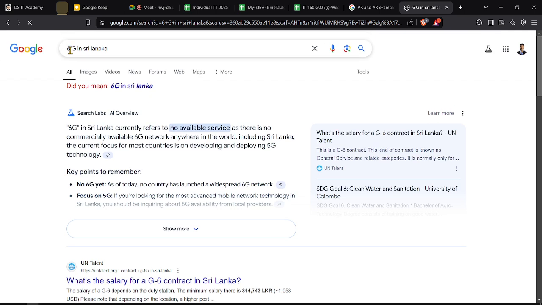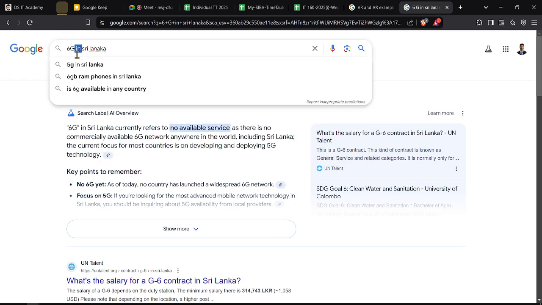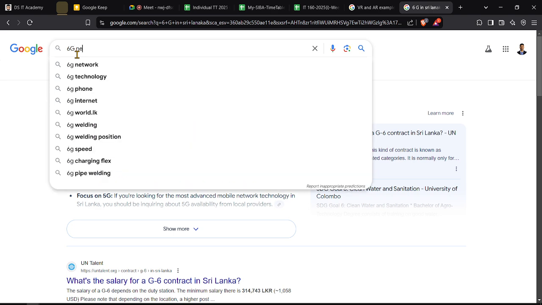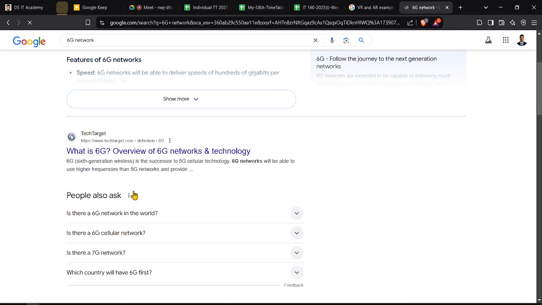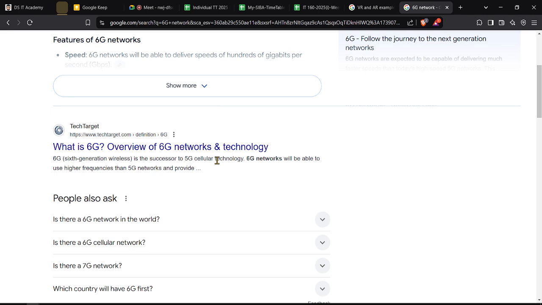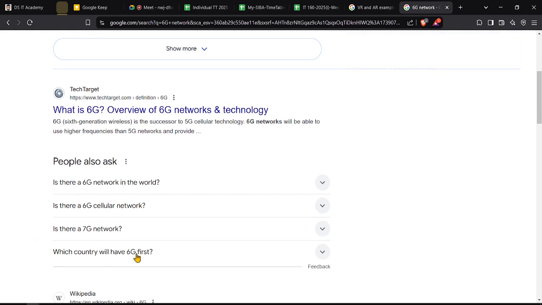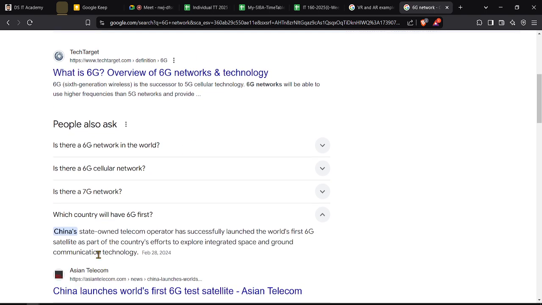No, 6G technology. No, it's not there. Sixth generation wireless is the successor of 5G cellular technology. Successor means the next one. Predecessor means the older one. The predecessor, the current one, and the successor. Right. So it's not yet there here in Sri Lanka. Soon it will come. Which country will have 6G first? China. China has the first 6G technology.